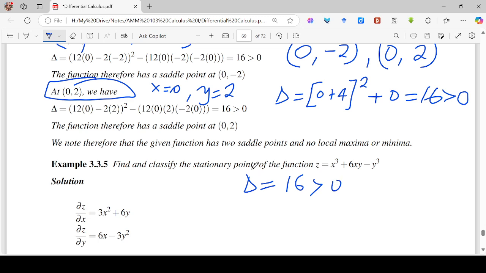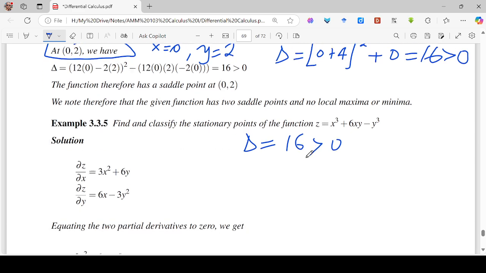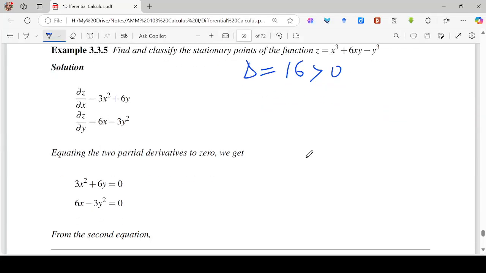Let's do another example. You are required to find and classify the stationary points of the function z is equal to x cubed plus 6xy minus y cubed. So the first thing, as we've said, is to find the first order partial derivatives, as we have here. Then remember that the stationary point is the point where the rate of change is 0. So we equate these two equations to 0 and solve the resulting equations. So once we equate to 0, we have this.